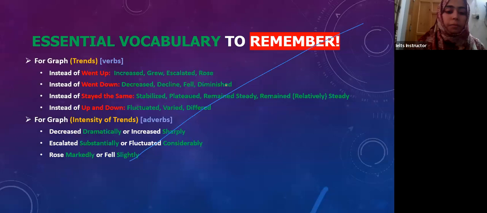And for example, if a graph is decreasing or declining, but the steepness of the graph is a lot. For example, instead of decreasing a little bit over the years, it's just decreased drastically over 1 year. तो इंटेंसिटी ऑफ ट्रेंड्स को डिस्क्राइब करने के लिए भी आपके पास कुछ वर्ड्स हैं जो आपको याद रखने हैं. फॉर एग्जांपल, decreased dramatically or increased sharply, escalated substantially or fluctuated considerably, rose markedly or fell slightly. ठीक है, तो ये कुछ words हैं.